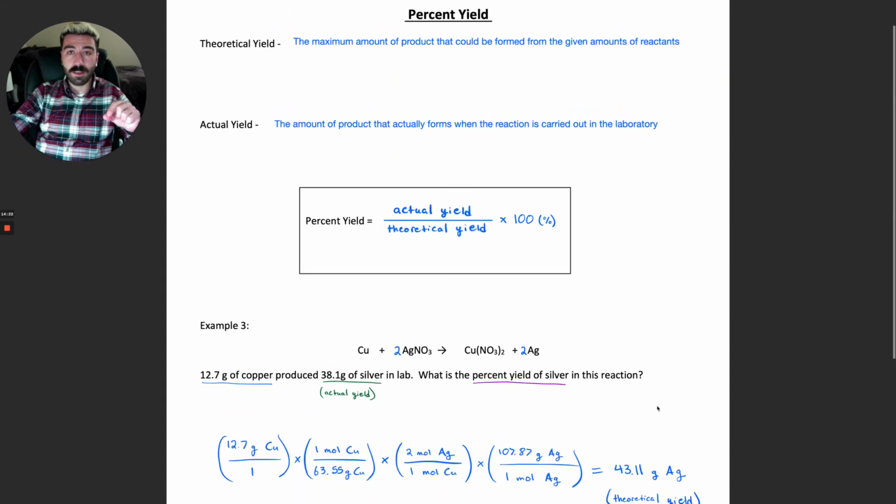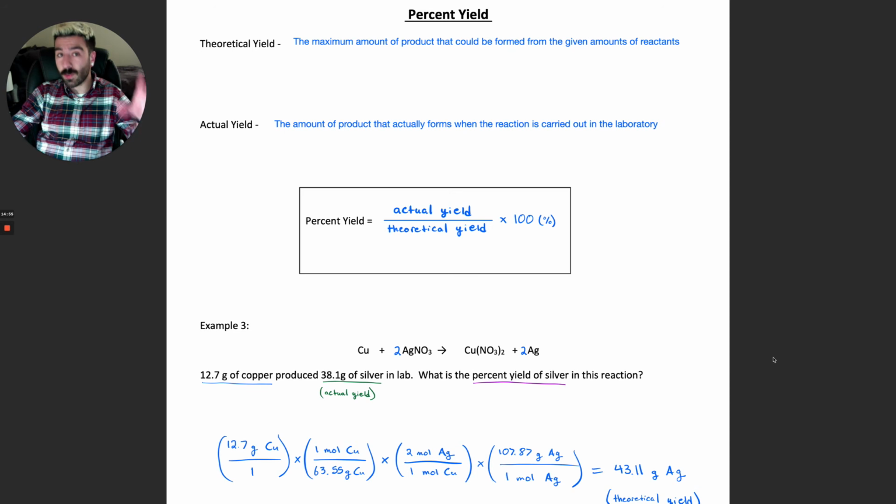And this is the idea of percent yield. So we need 2 terms that we need to understand before we understand percent yield. So theoretical yield is the maximum amount of a product that could be formed from the given amount of reactants. So that's what we just calculated when we found the limiting reagent or the limiting reactant and how much could be made, like we did in number 2. Well, we found out the maximum amount that could be produced, and that was 160.11 grams of aluminum chloride.